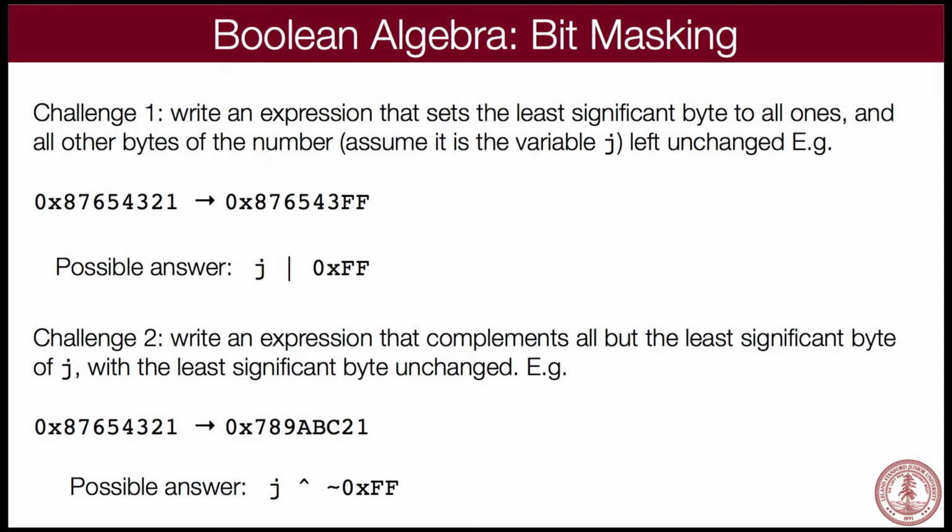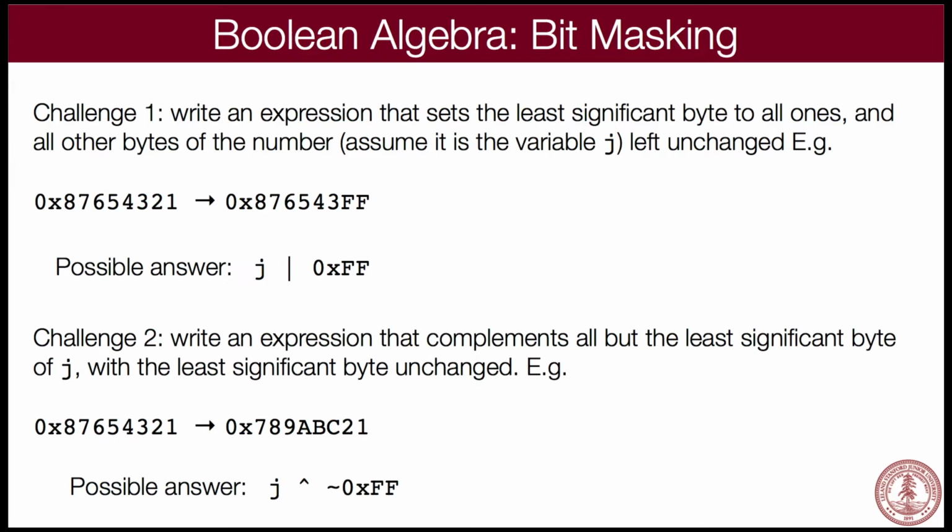Here's another one. Write an expression that complements all but the least significant byte. What does complement mean? It means flip all the different bits, right? So we basically want 87654321. Now, this is going to look funny because you maybe haven't memorized all the bits. But what we want to do is flip those upper bits, leave the last byte the same. Watch how we might do that.